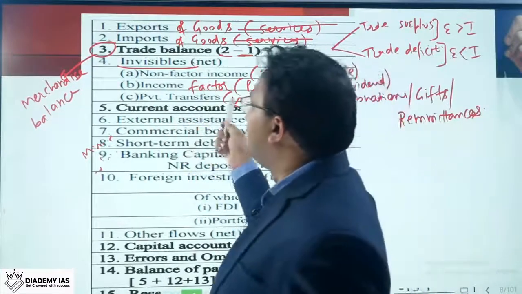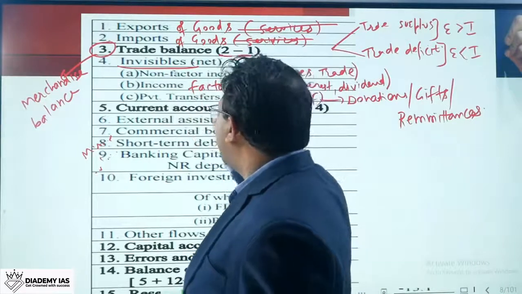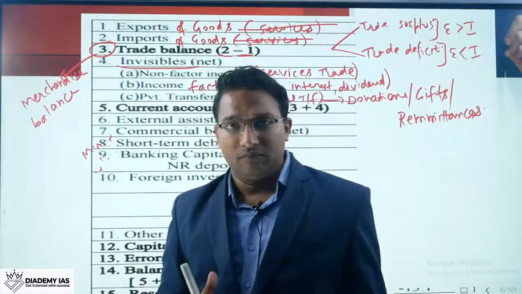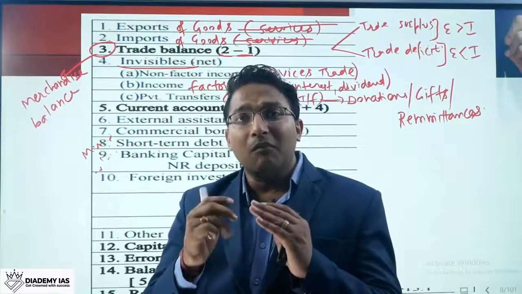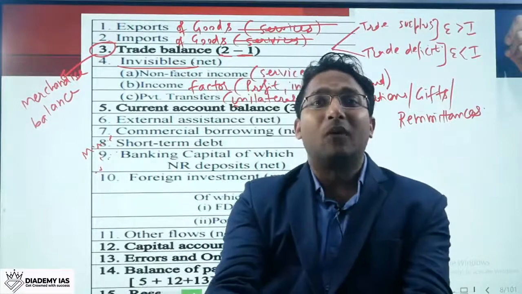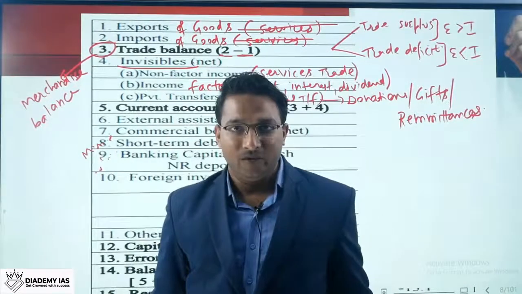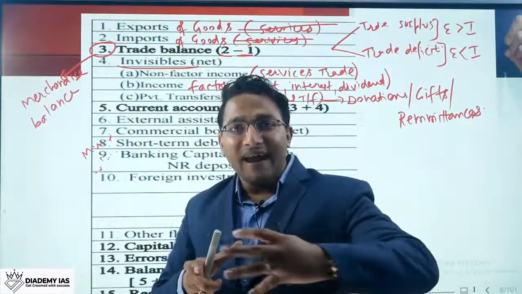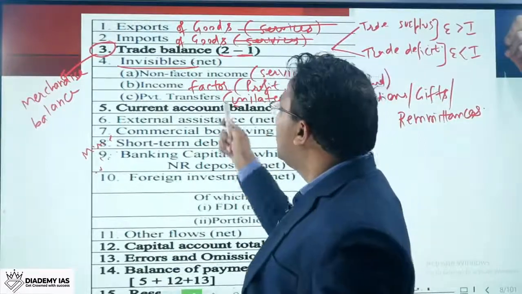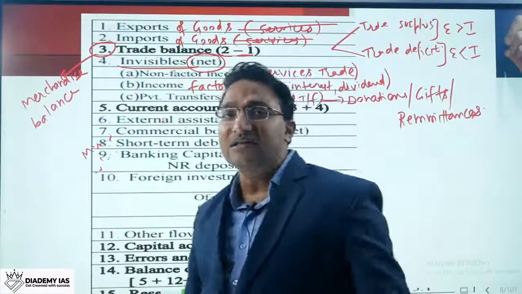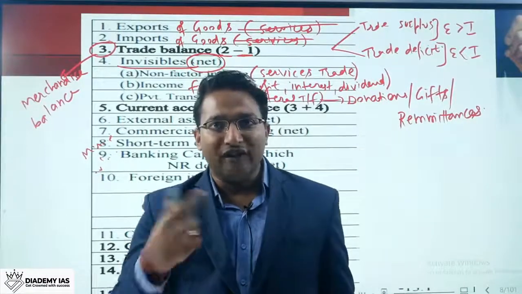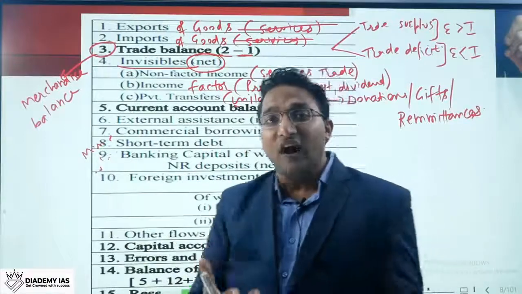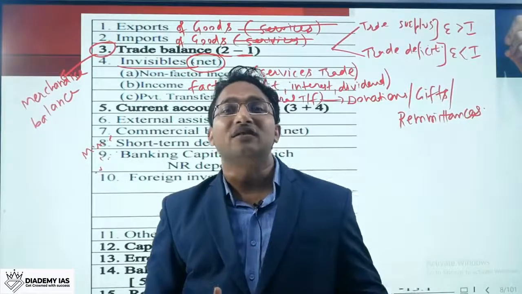Friends, for all these items, whether non-factor income, factor income or private transfer, we will be writing both the debit item and the credit item. That means we will be looking into the amount going from India to outside India and the amount coming from outside India to inside India, right? Both kinds of transactions will be considered, and the net of both will be written over here. So these figures will be net, meaning net of inflow and outflow. If outflow of money is more than inflow, then this is a deficit. If the inflow is more than outflow, then this is a surplus.